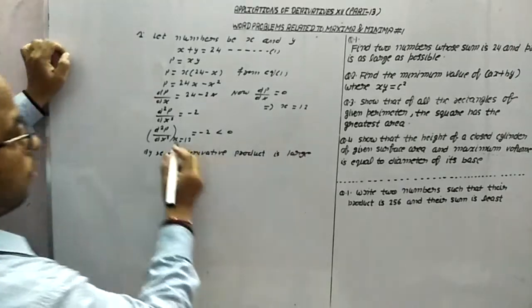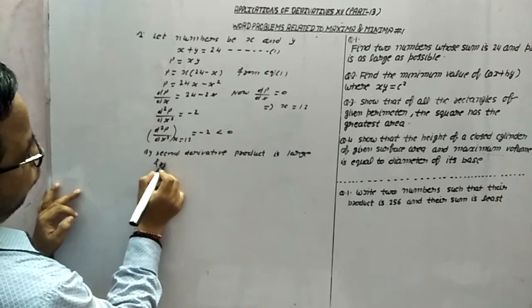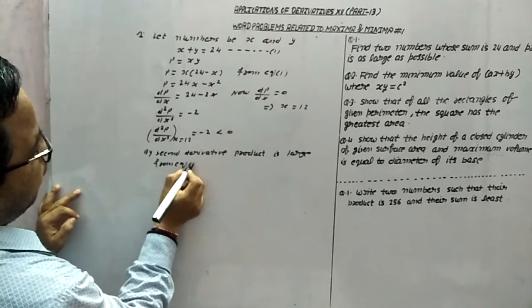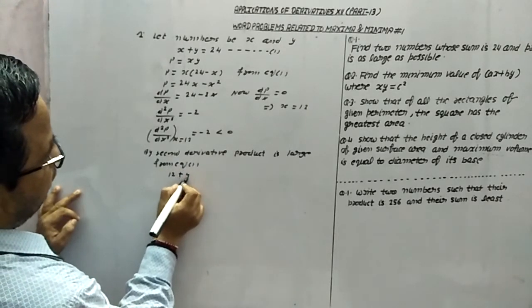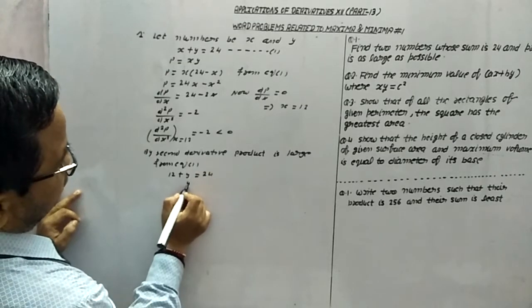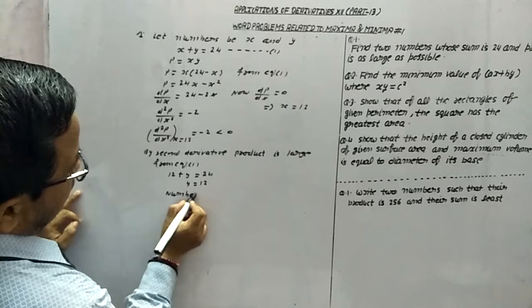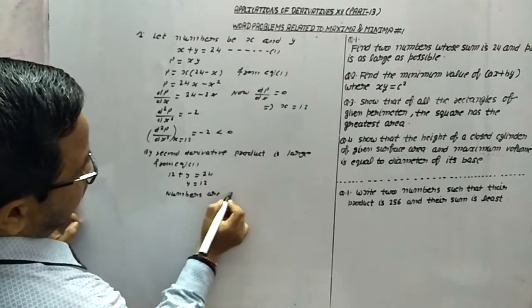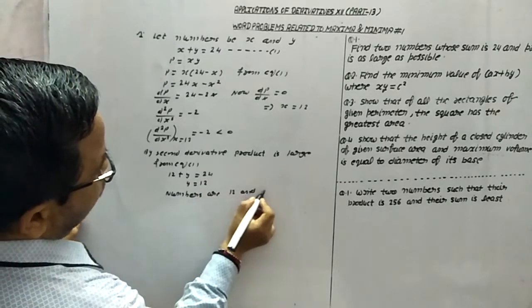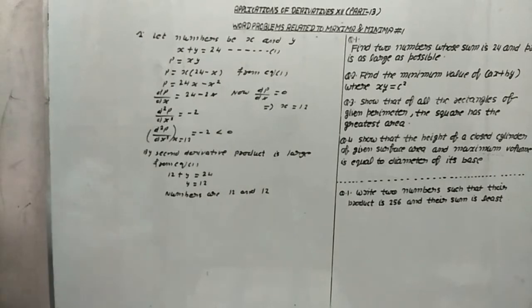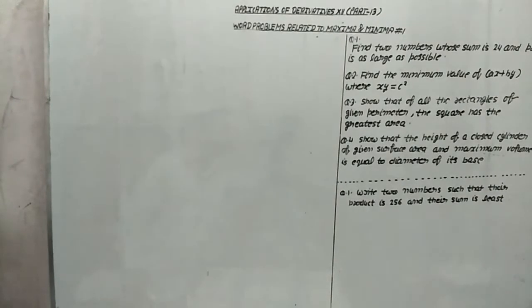Now we have to find out the values also. From equation 1 we get 12 plus y is equal to 24, it means y is equal to 12. Therefore we can say the numbers are 12 and 12. Now let's start with the solution of question number 2.